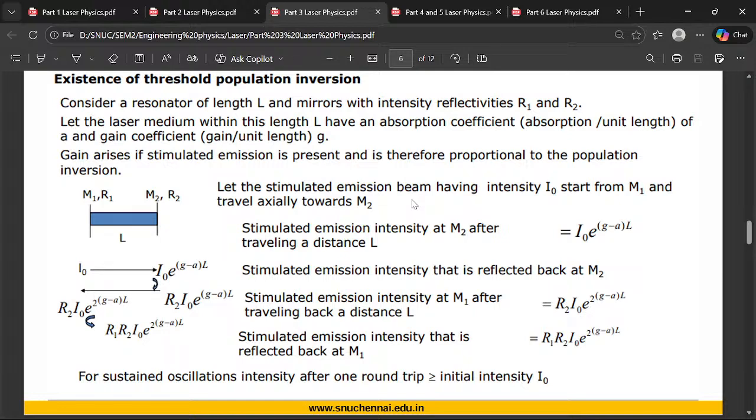Let the stimulated emission have an average intensity I naught. Start from mirror M1, that is, in this region it starts.